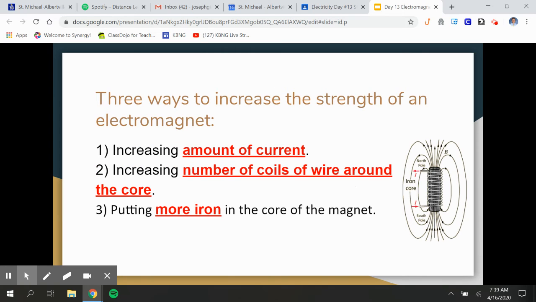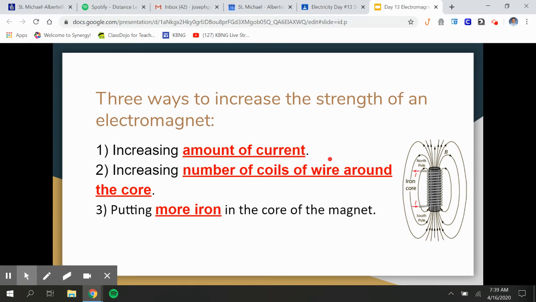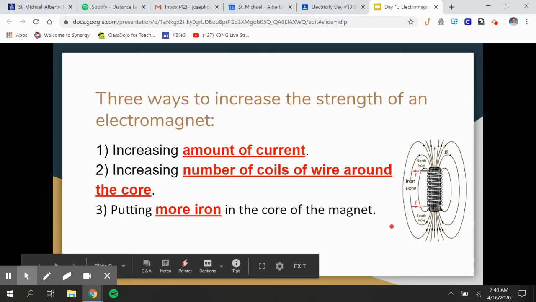There's a couple of ways that you can do it other than just increasing the current. So first off, increasing the current does increase the strength of an electromagnet. But if you wrap more coils of wire around the core, you're actually going to increase the strength of that magnet. And then if you put more magnetic material like iron in the core, that magnet is going to become stronger as well.